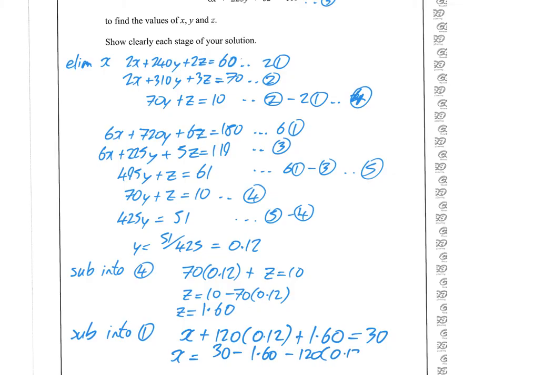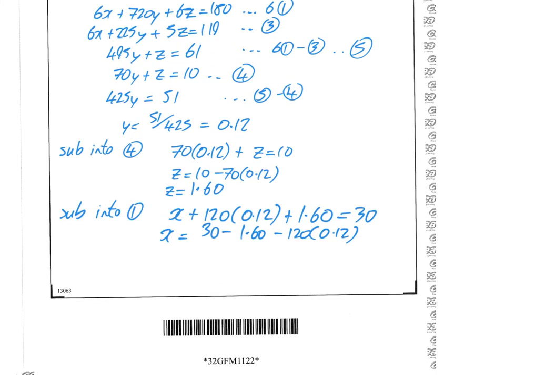lots of 0.12, which gives you x is equal to 14. You can go on and check that. I'm going to just do that now in my calculator, check it on equation 2. So 2 times the 14 plus 310 times 0.12 plus 3 times my z, which is 1.6. And I've done that, and it gives me 70, so it does work. You don't have to write down your check, but it's good practice to check it.